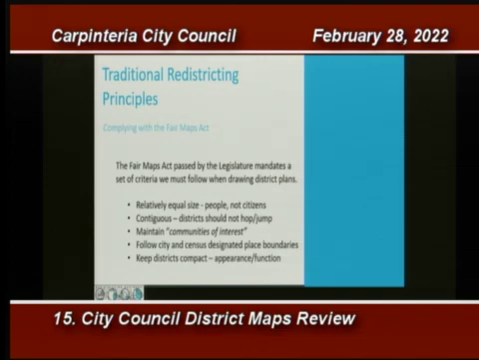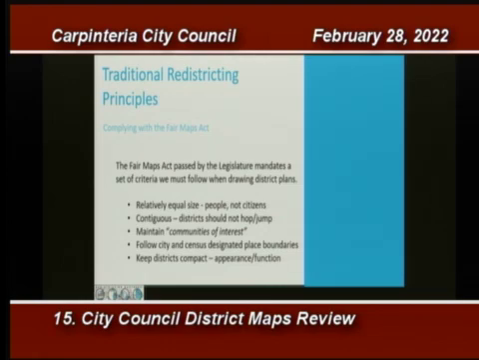So again, the first one is to create districts of relatively equal size. This one is really referring to that deviation, so ensuring that we're under that 10%. It reminds us that we're using the 2020 decennial census file, and we're talking about the total count of people, not citizens. We're also going to look at districts that are contiguous.